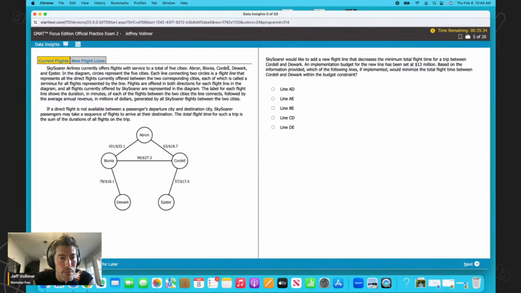Cities A, B, C, D, and E. Cool. In the diagram, circles represent the 5 cities. Each line is a flight line. Direct flights currently offered between the 2, which is called a terminus, for all flights represented by the line.